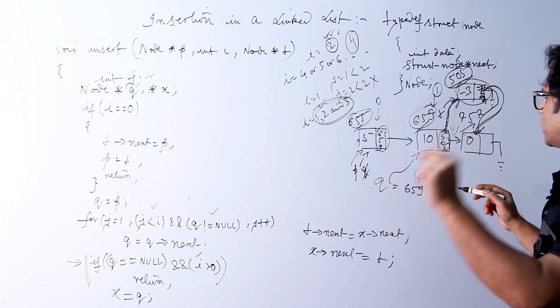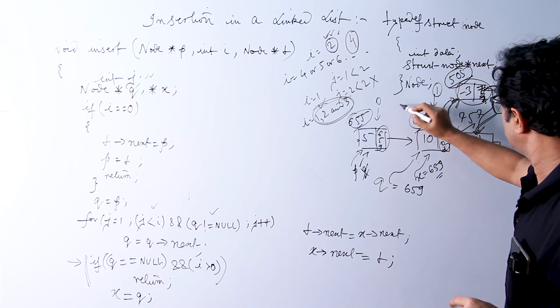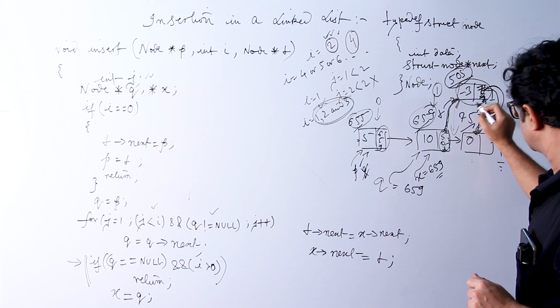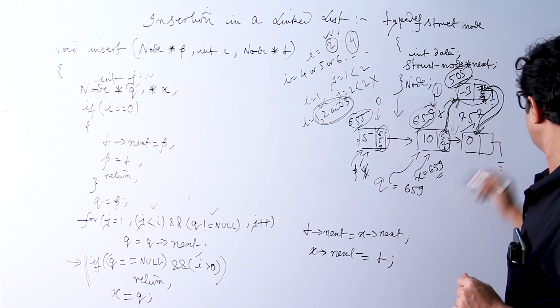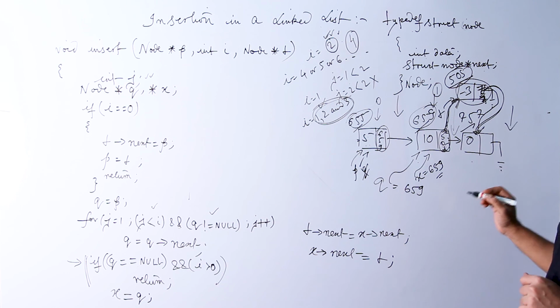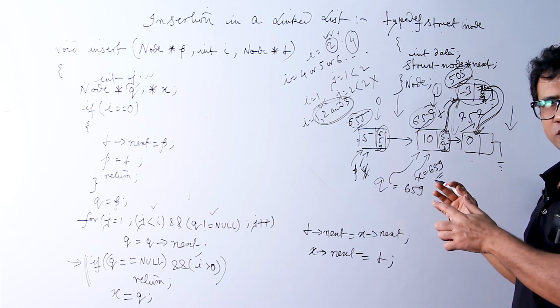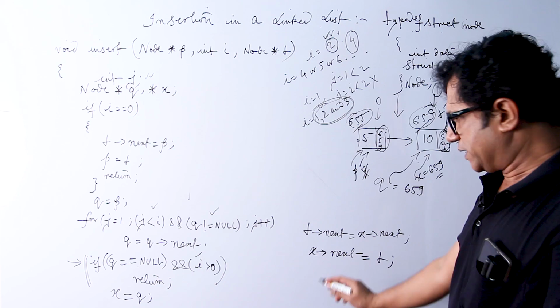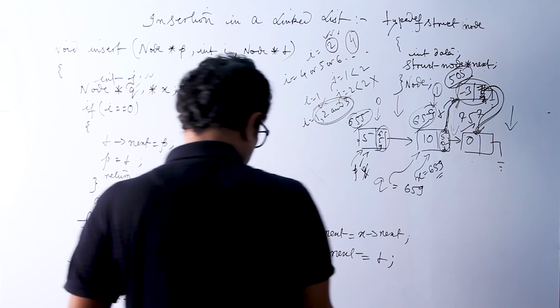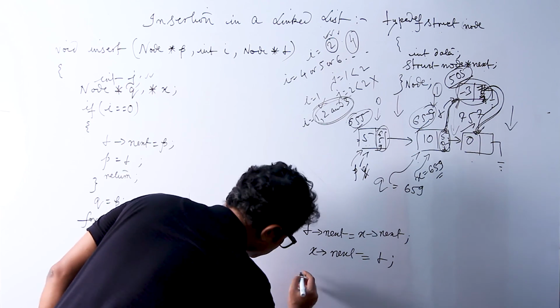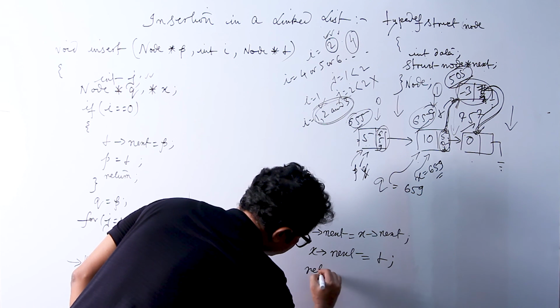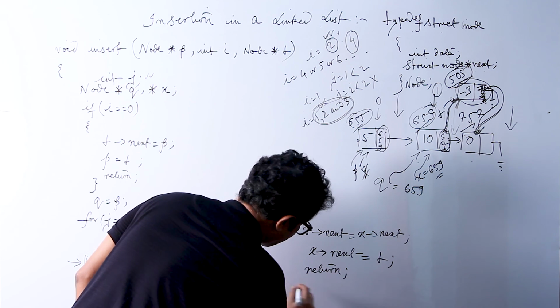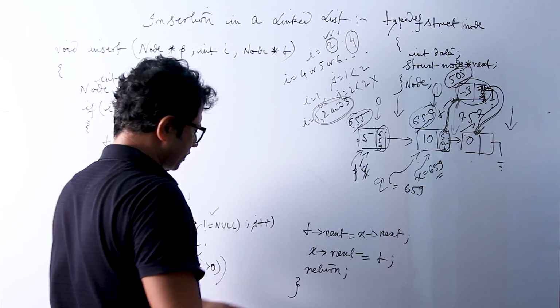In this way, you can insert this newly inserted node. You can insert this node at this number 1 position, at the number 3 position. But beyond that, it is not possible in this scenario. So that brings us to the end of this function definition. I will just write a return statement and end the function with this closing brace.